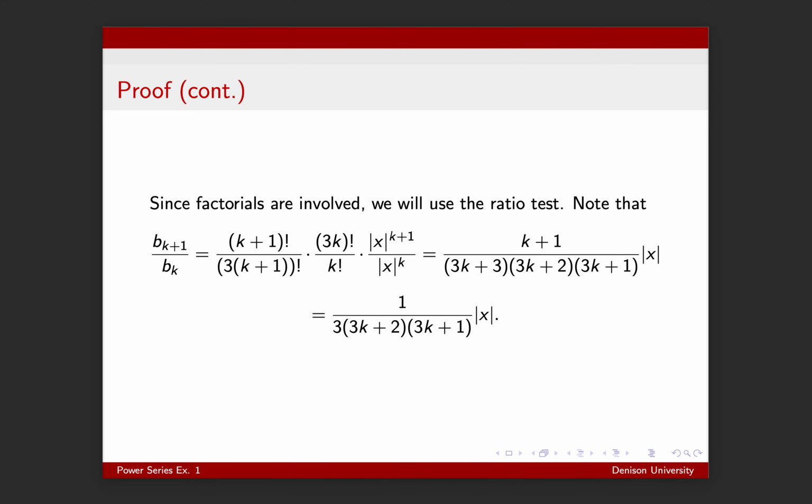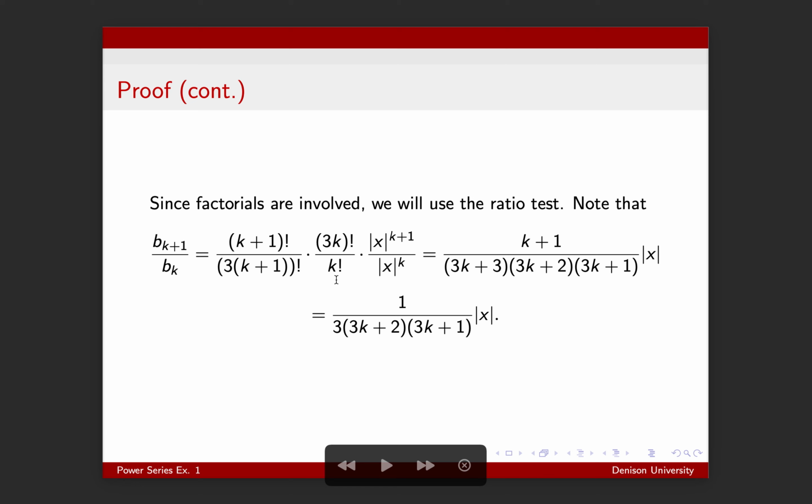Since factorials are involved, we're going to want to use the ratio test. That's always something to keep in mind when you have factorials, because as the ratio test's name suggests, we're going to be dealing with ratios, and it's easiest to cancel out factorials when we're dealing with ratios. So here we're going to be taking the ratio of the sequences, and we get k plus 1 factorial over 3 times k plus 1 factorial times 3k factorial over k factorial times the absolute value of x to the k plus 1 over the absolute value of x to the k.